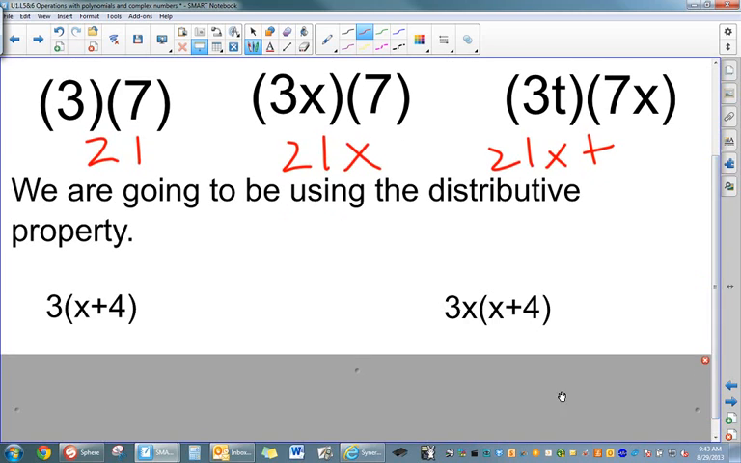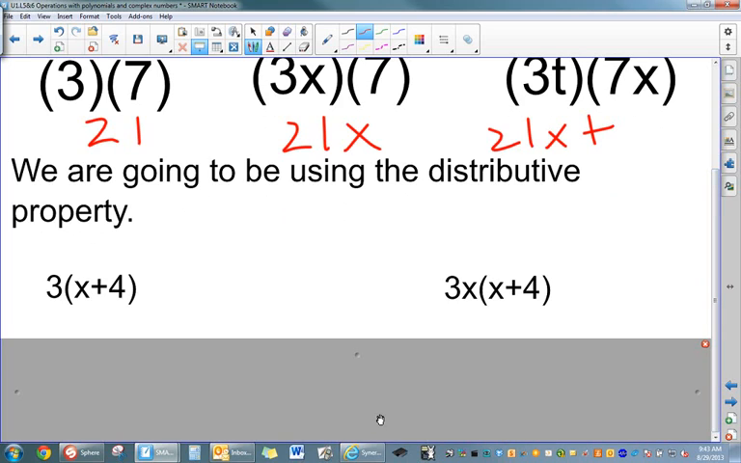Go ahead and multiply those. That says 3 times the quantity x plus 4, and 3x times the quantity x plus 4. You know the easiest way to remember it is the distributive property. That's by far the easiest way to remember it, because every student knows that.